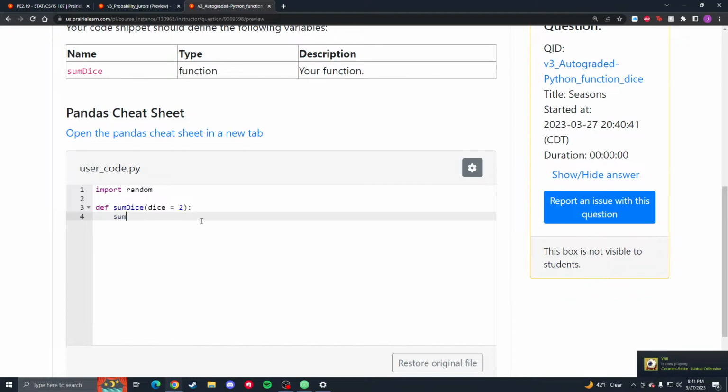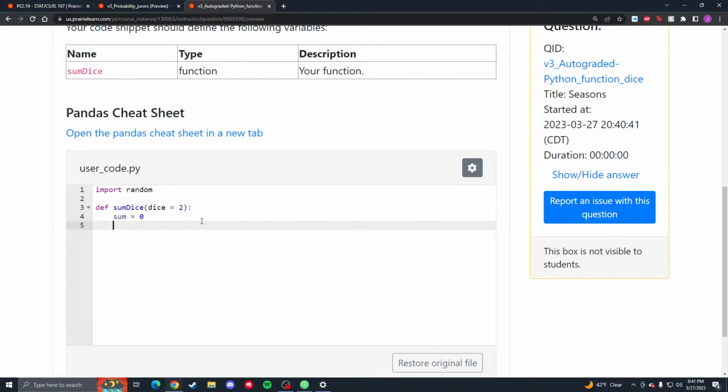We need to create a sum variable. We're going to set that equal to 0 because we haven't rolled the dice yet. Our sum is 0 because we haven't rolled anything. Now we're going to start rolling our die. So we're going to go for i in range dice. That's going to give us a for loop where we're going to try and add the number we rolled to our rolling sum. So sum is going to be equal to random.randint 1 to 6, so that's going to be our new roll plus what we already had on our sum.